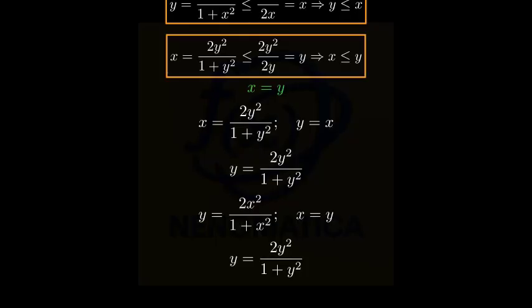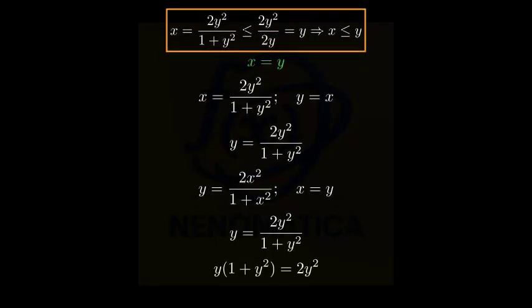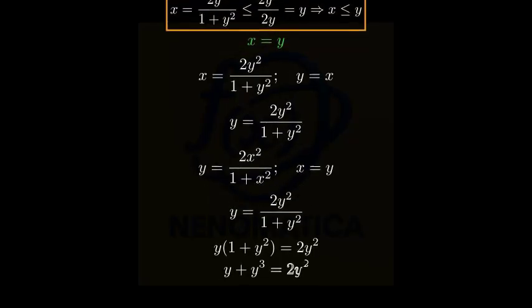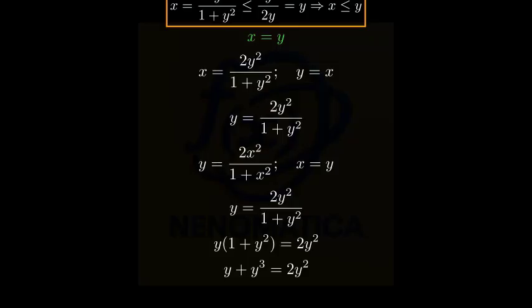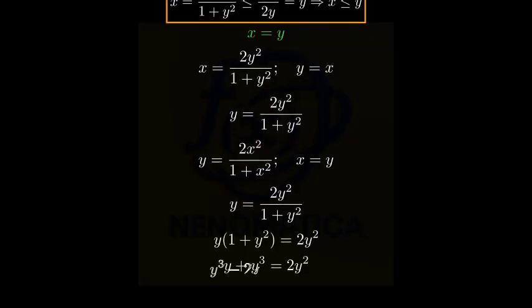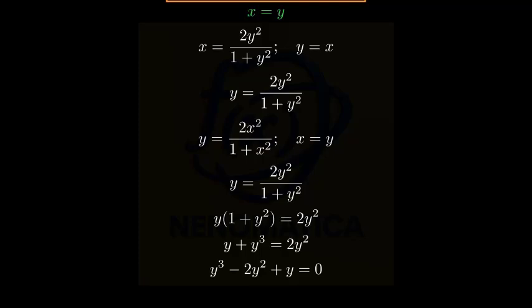Now, let's solve the equation y equals 2y squared over 1 plus y squared. First, we multiply both sides by 1 plus y squared to get y times (1 plus y squared) equals 2y squared. Expanding the left side, we get y plus y cubed equals 2y squared. Let's rearrange all terms to one side to get a standard form polynomial equation. We get y cubed minus 2y squared plus y equals 0.